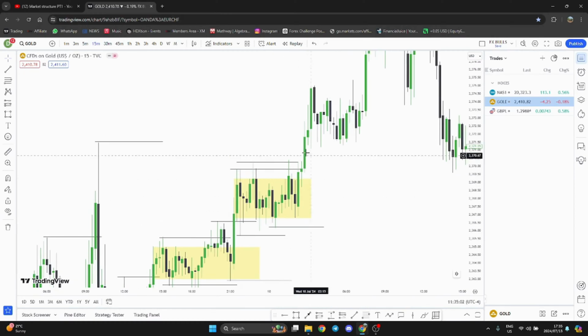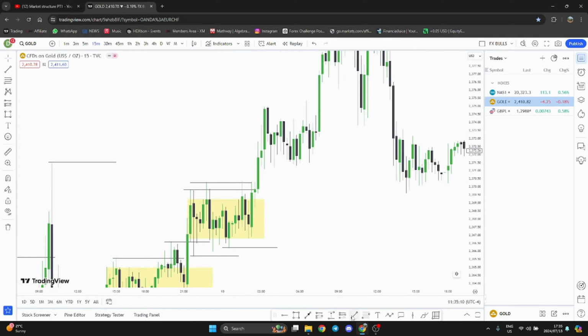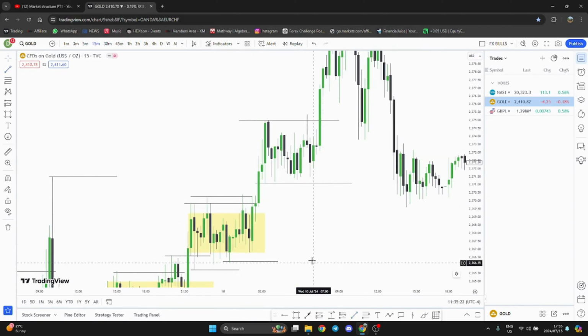And then what does price do? Price moves up, breaks out of this range, moves up, closes above this high, and we start trading above it. Okay. So what are we left with then? A new high right over there. Wait, sorry, I didn't select the tool. A new high right over there and a new low right over here.